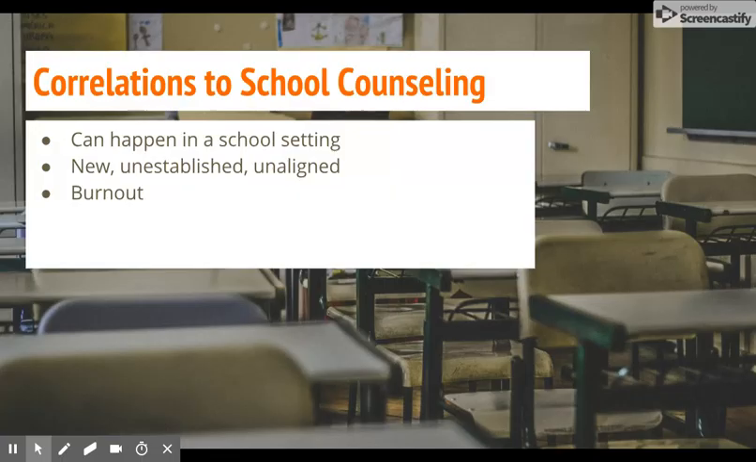So there are a couple of ways that we're going to approach this case study. The first way is we're going to correlate to how this can happen in the school setting. It can happen in a school setting, especially if the school department or the school counseling department is new, unestablished, and unaligned with the ASCA National Model. Things like appropriate paperwork, and administering that paperwork to the student and to the parents, can be overlooked in a new and unestablished counseling department, or one that is unaligned with the ASCA National Model.